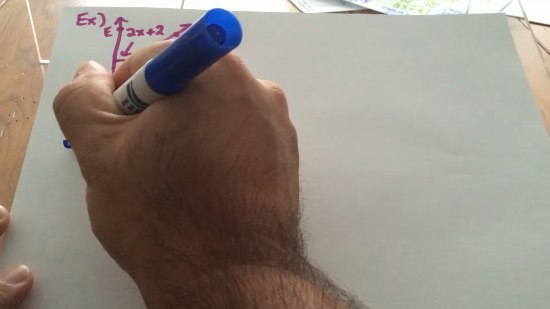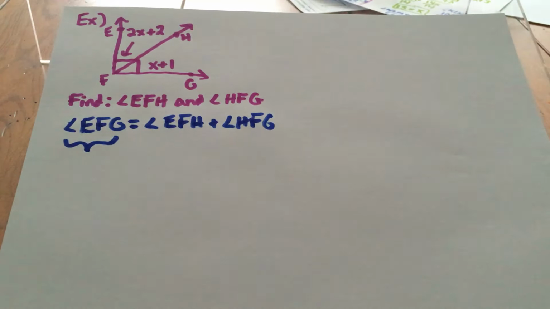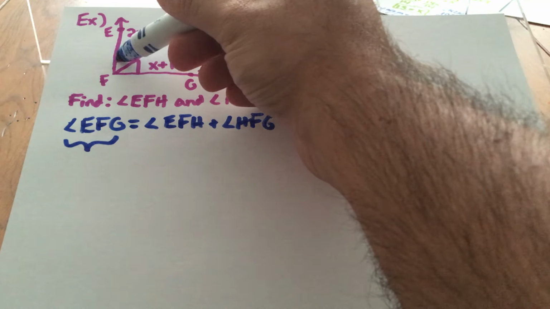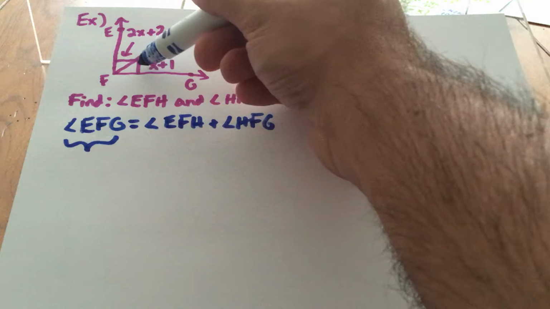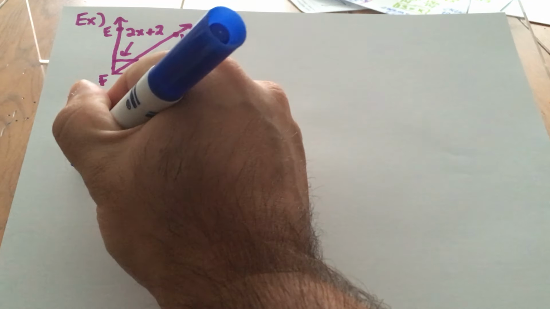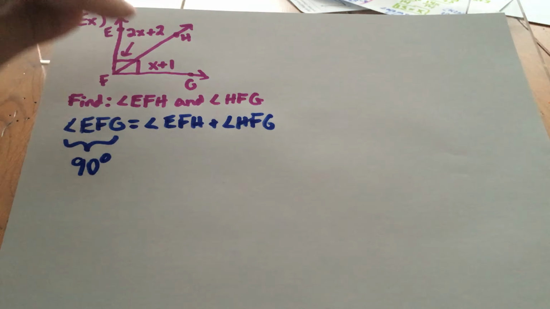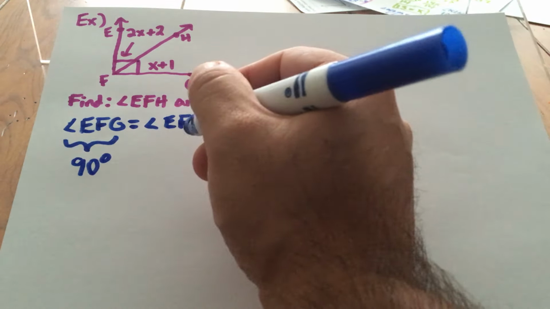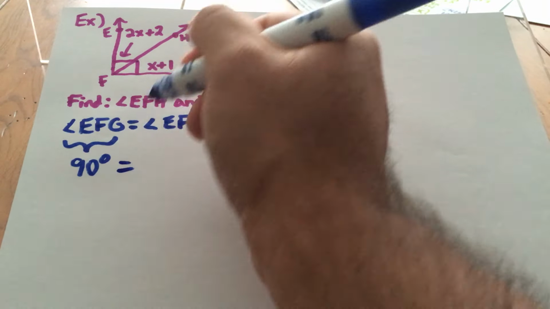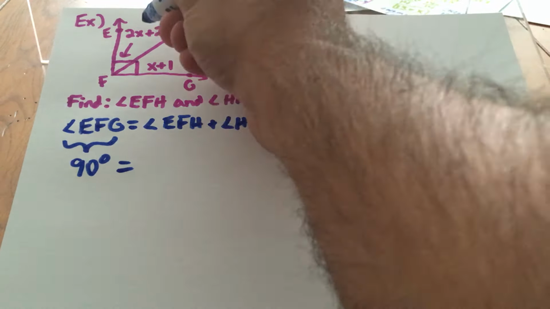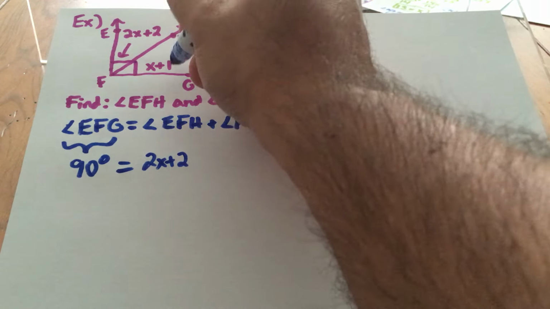Now, angle EFG, they don't explicitly tell us what angle EFG is, but there's a clue in the problem that tells us what it equals. Remember this little box? If you see that on an angle, that means it's a right angle, which equals 90 degrees. So sometimes the angles aren't explicitly given to you, but if you see the box, you know that that's going to be a right angle. So EFG is equal to 90 degrees. And then we have EFH, which they tell us in the problem is 2x plus 2. And then HFG is equal to x plus 1.